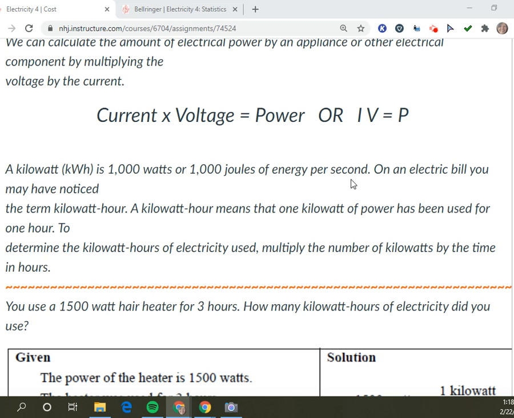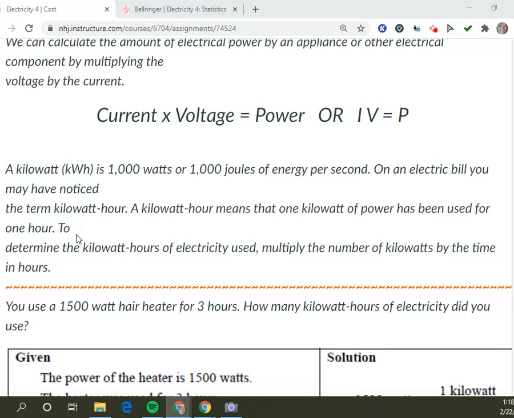On an electric bill, you may have noticed, I don't know, how many of you have ever actually looked at your electric bill? Any of you guys look at it? Okay, well, someday you might take a look at that. Someday, when you have your own electric bill, you will.